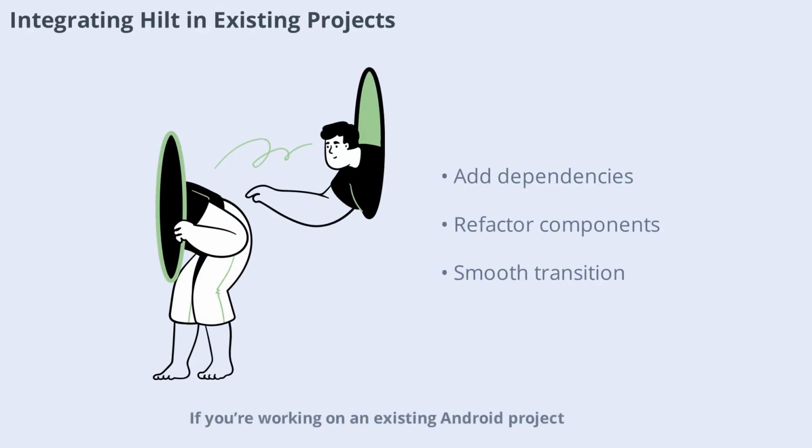If you're working on an existing Android project, integrating Hilt can be straightforward. Start by adding the necessary dependencies, annotating your application class, and gradually refactoring components to use Hilt annotations. Take it step by step, ensuring each part of your app is properly configured before moving on. This approach minimizes disruptions and ensures a smooth transition.